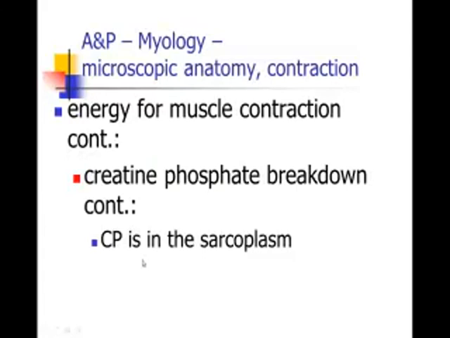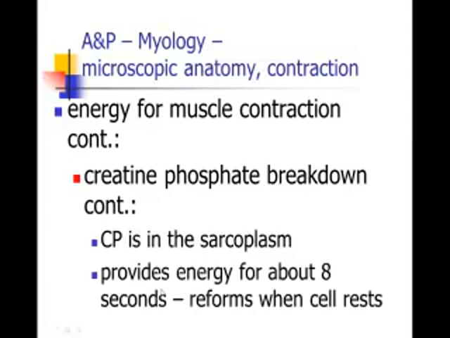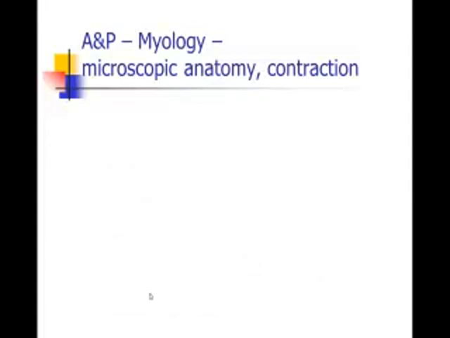Okay, so the creatine phosphate is going to be found in the sarcoplasm, and remember we had just a few seconds of energy from the ATP that's already present, and we get another 8 seconds by using up the creatine phosphate, and then once the cell is resting, you can generate new creatine phosphate in its place.